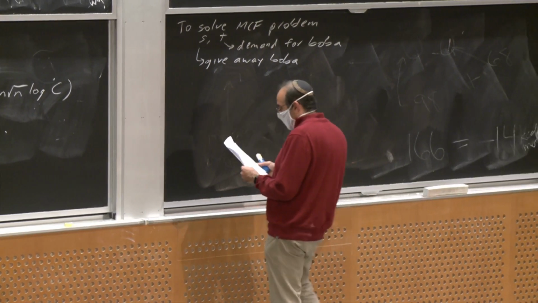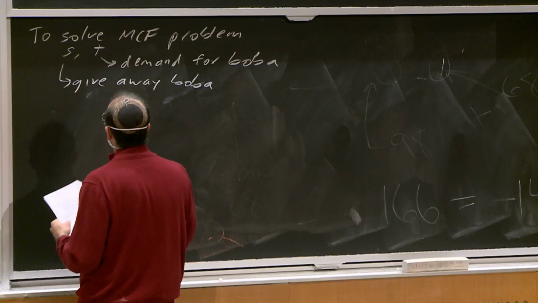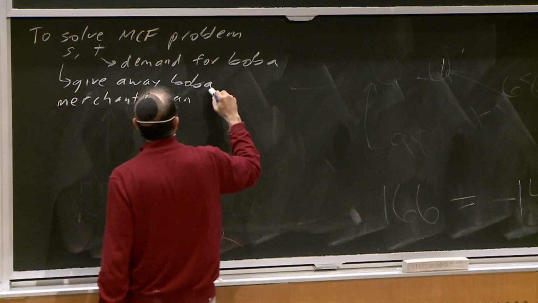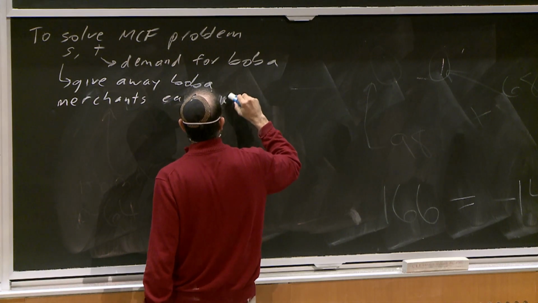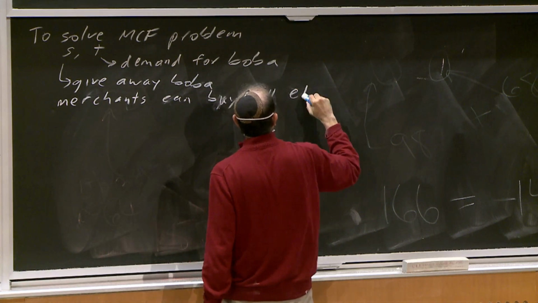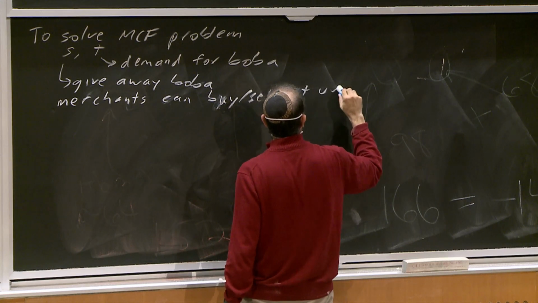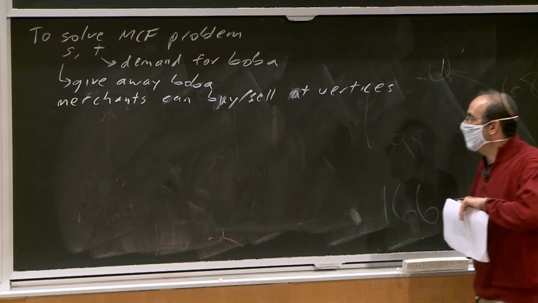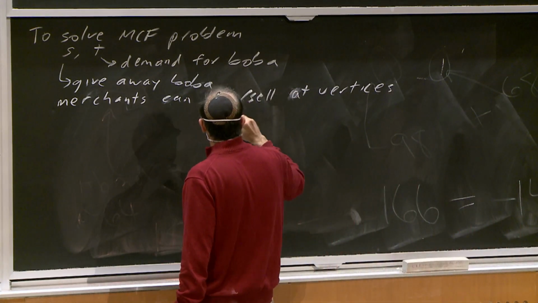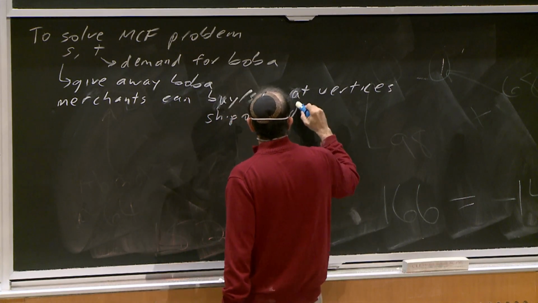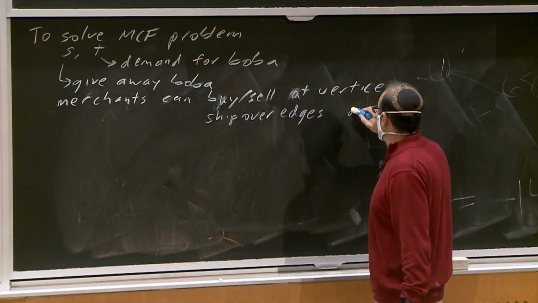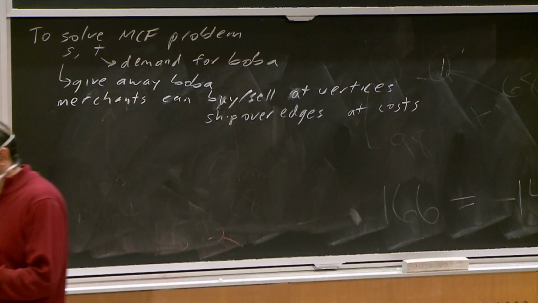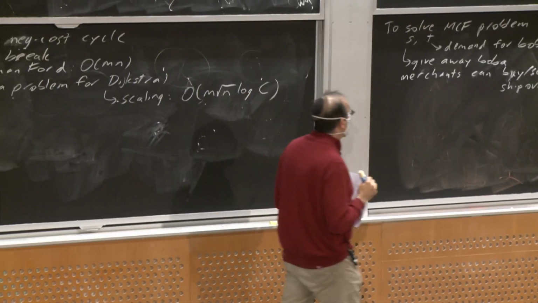So you can imagine now that there will be merchants who can buy and sell boba at the vertices, the different cities where transactions can occur. And they can ship it over the edges at the costs that are defined by those edges. Okay. So this is going to create a market.